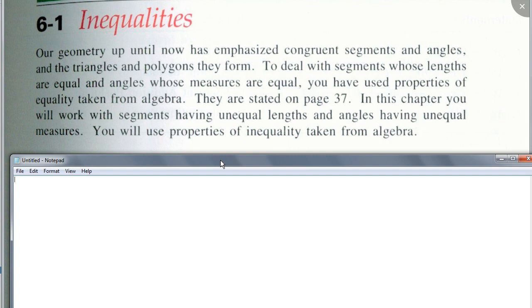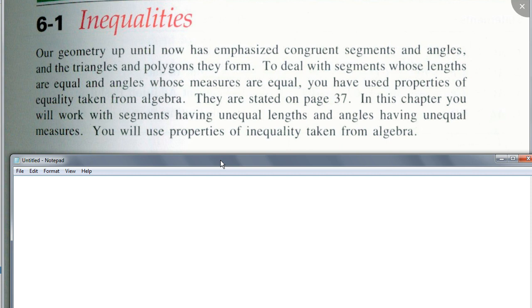Okay, so anybody remember something about inequalities? Some of the properties? Yeah. Greater than. Right, so the inequality symbols consist of greater than, less than, or what? Greater than or equal to, less than or equal to. So we're going to be talking about those. You guys remember those? Yes.